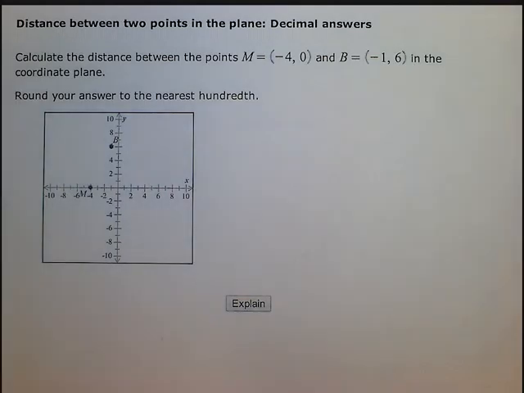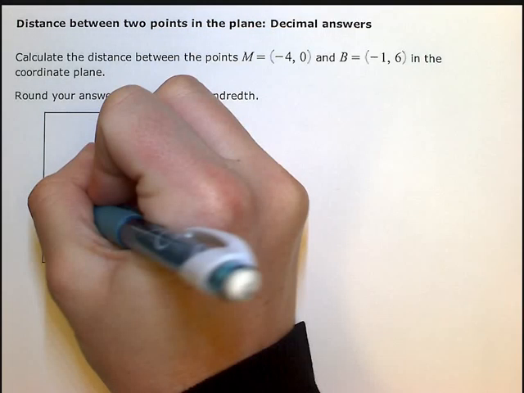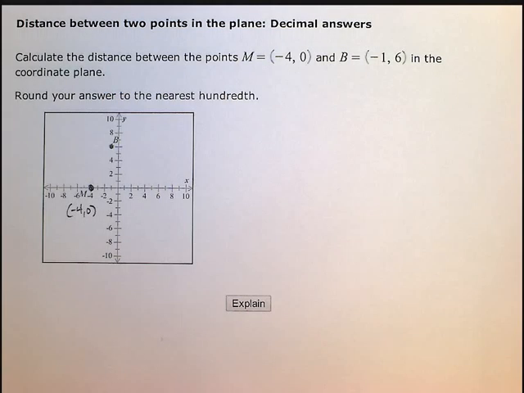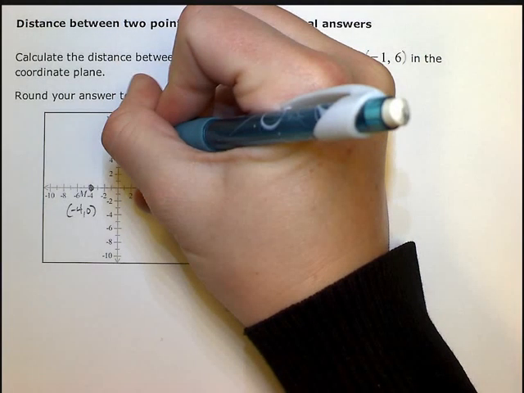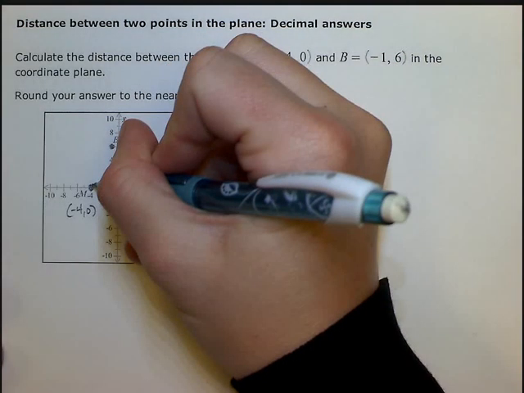Alright, so here we have the point M, and that's at -4, 0. And here we have the point B, which is at -1, 6. Okay, and we need to find the distance between these 2 points.